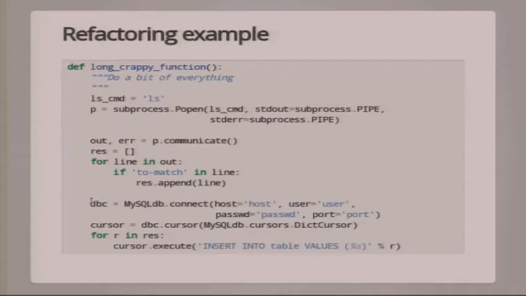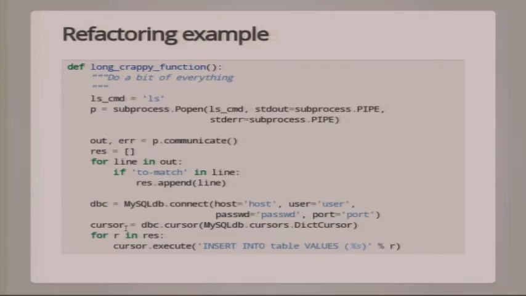Now I want to show you one possible way that you can extract some pure function starting from something which is not really good to me. This is a function which does too many things. It first calls ls, gets the output, then it filters something from this output and appends to a list, creates a list. And then after that, it connects to the database, and then it inserts the value that they extracted from this file. It doesn't make any sense, but it's just an example.